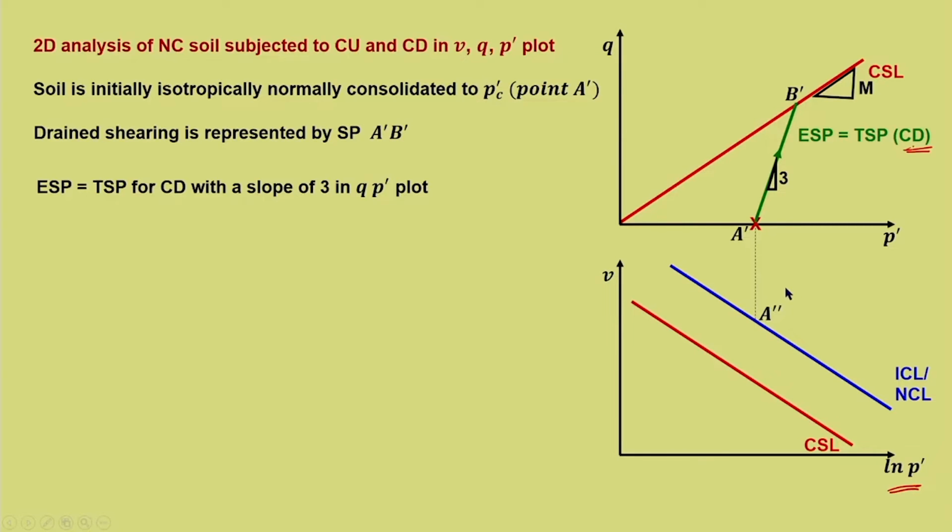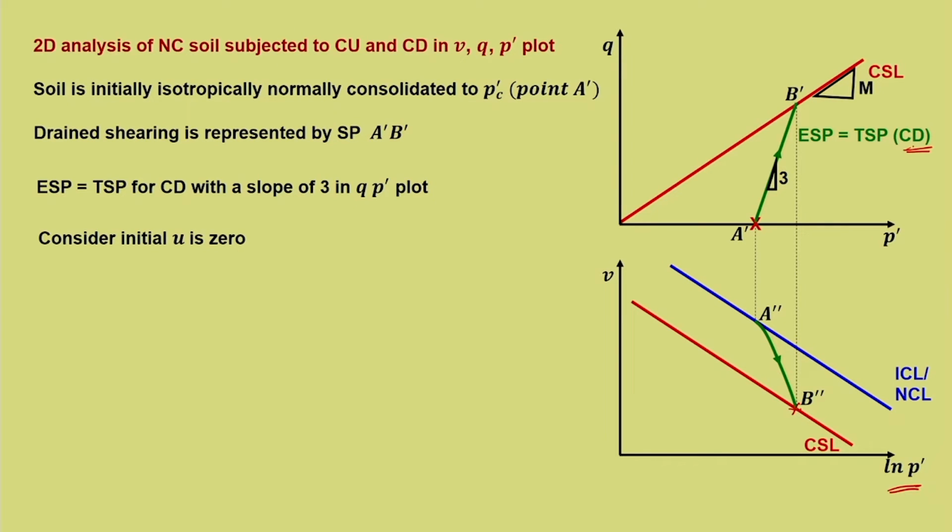Now, from here we know that V changes or V reduces due to compression. So, B dash is the failure point which is there on the critical state line. So, this is the point where it fails, and that is denoted as A double dash and B double dash. The homologous points of A dash and B dash on this plot are A double dash and B double dash. So, this is the path, or this is the change in the state of the soil towards failure, from A double dash to B double dash.